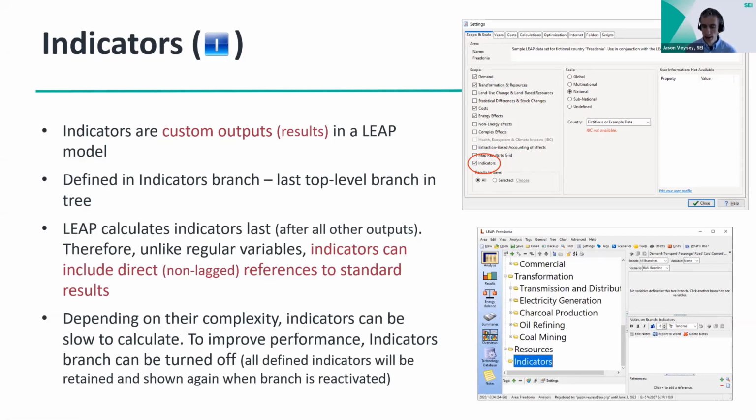When you do that, any indicators that you've defined are saved, the expressions are saved, your branch structure is saved. They're just not calculated when you calculate the model thereafter. And if you turn on indicators again later on, then the indicators will come back and be calculated again.